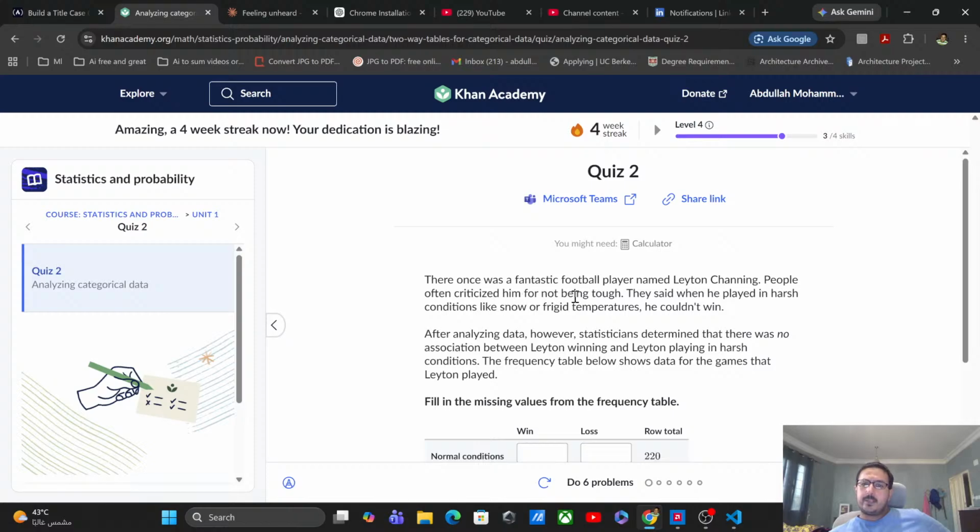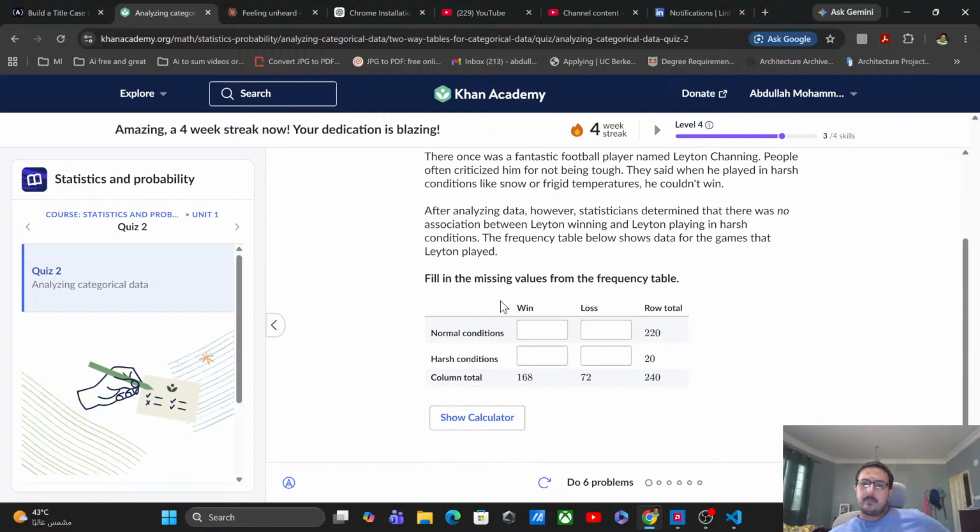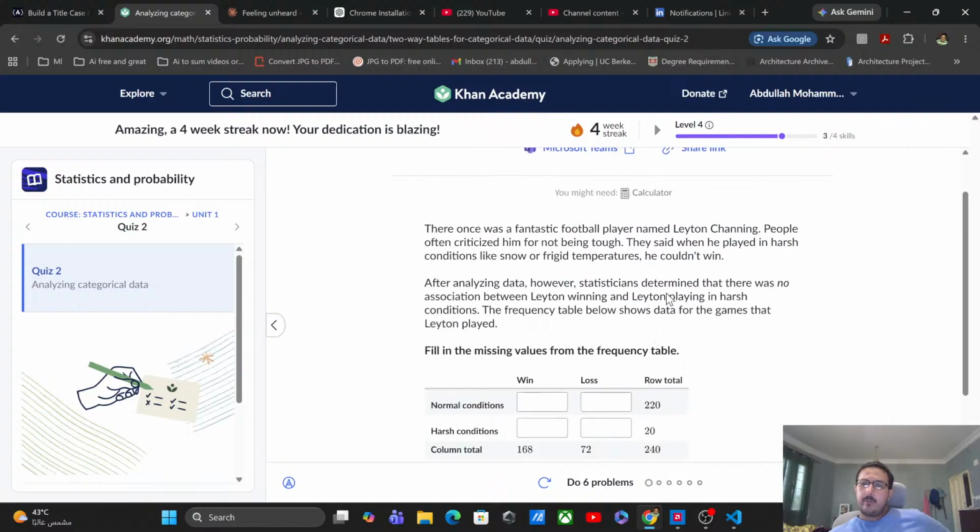There once was a fantastic football player named Leighton Channing. People often criticized him for not being tough. They said when he played in harsh conditions like snow or frigid temperatures he couldn't win. After analyzing data, however, statisticians determined that there was no association between Leighton winning and Leighton playing in harsh conditions. The frequency table below shows data for the games that Leighton played. Fill in the missing values from the frequency table.